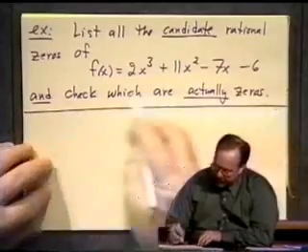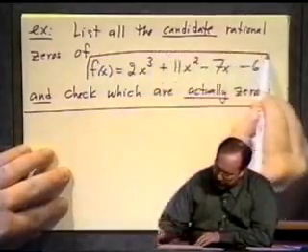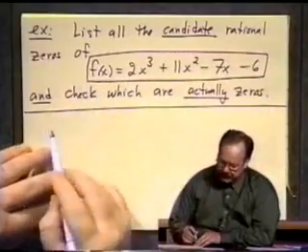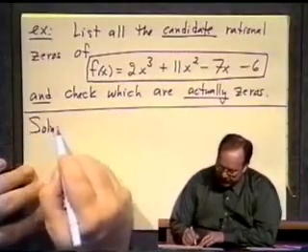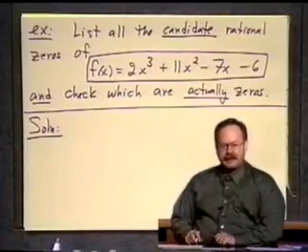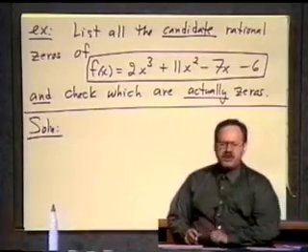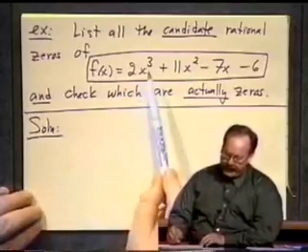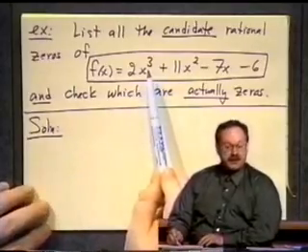Okay? So let me box in my polynomial here so it'll stand out from that. The solution. All right, what do I want to do here? I want to find out all the candidate rational zeros. Let me notice a couple of things before I go on. This is a cubic polynomial, polynomial degree 3.